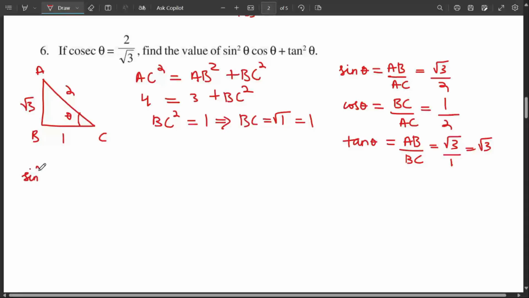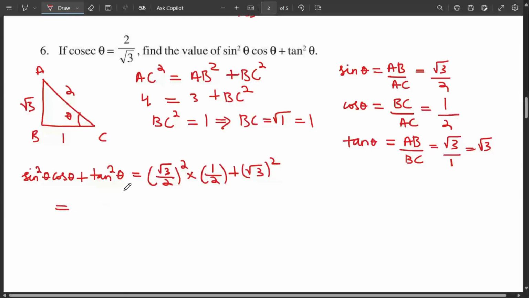So sine square theta into cos theta plus tan square theta. Sine theta is nothing but square root of 3 divided by 2. So square root of 3 by 2. Since we need to find sine square, it will be whole square. Cos theta is nothing but 1 by 2, so into 1 by 2. Tan theta is nothing but root 3, so it will be root 3 whole square.